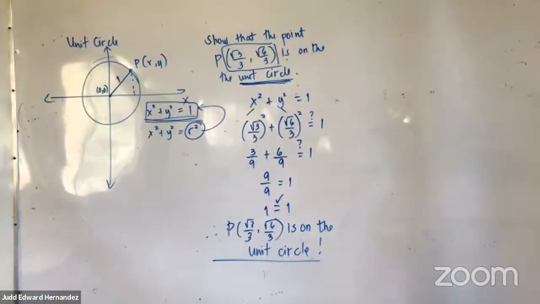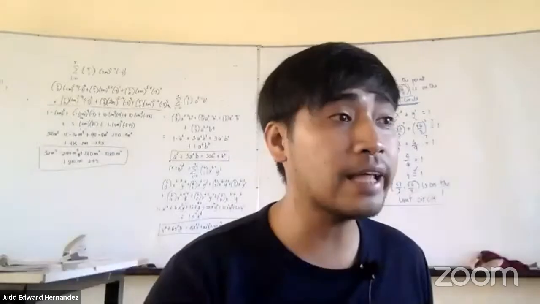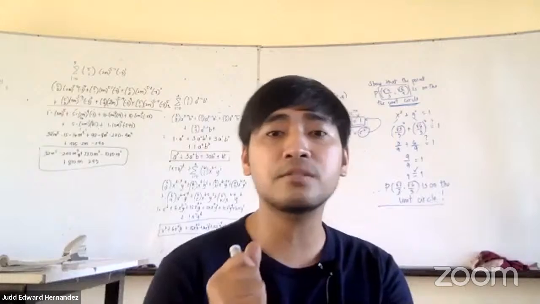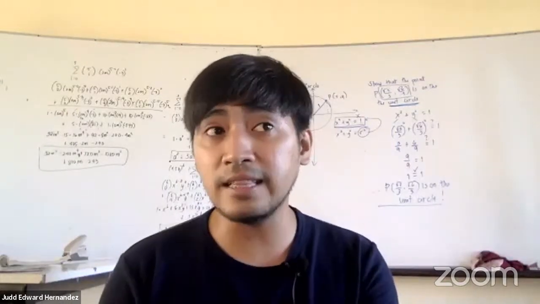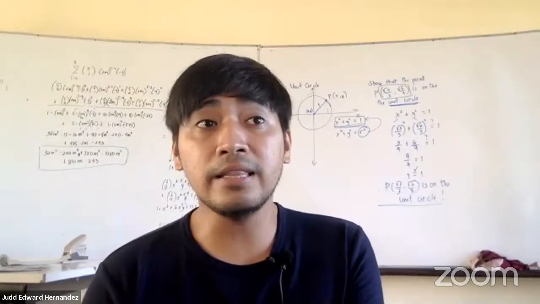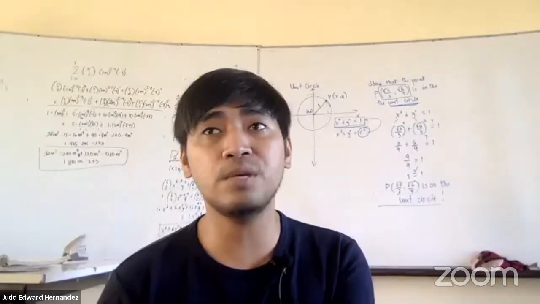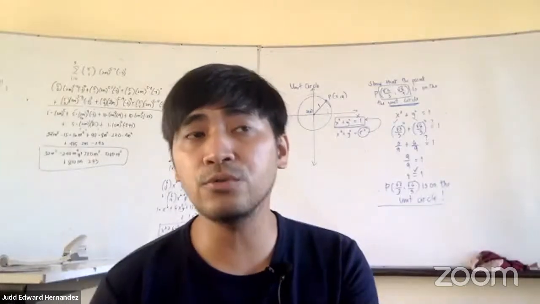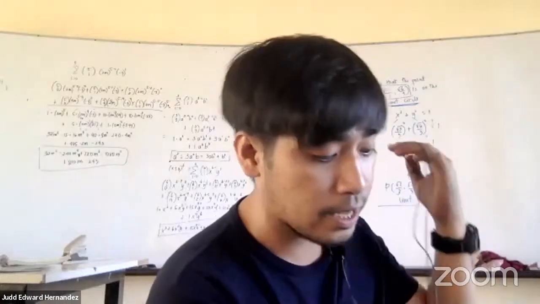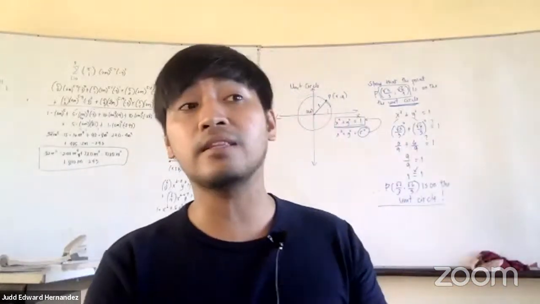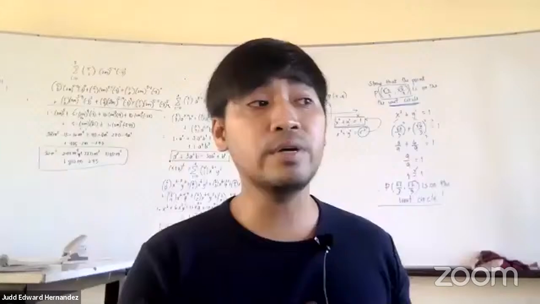Ganun lang po palagi yung gagawin natin. In order for us to know if a given point is on the unit circle, lagi mong tatandaan is to use x squared plus y squared is equal to 1. If and only if it is stated on the problem that it is a unit circle, because hindi tayo magiging sigurado kung yung radius ng given natin is equal to 1 kung hindi naman na-state sa problem that it is dealing with unit circle.